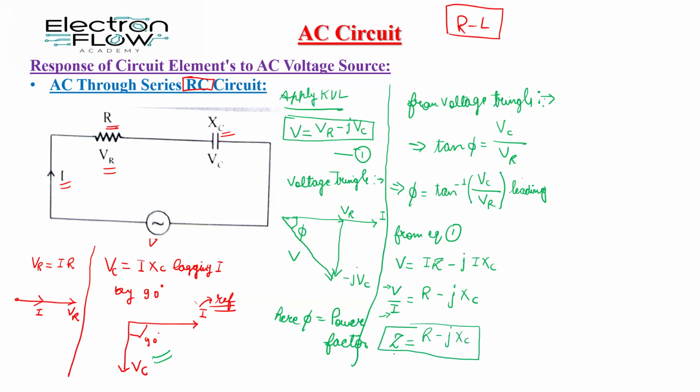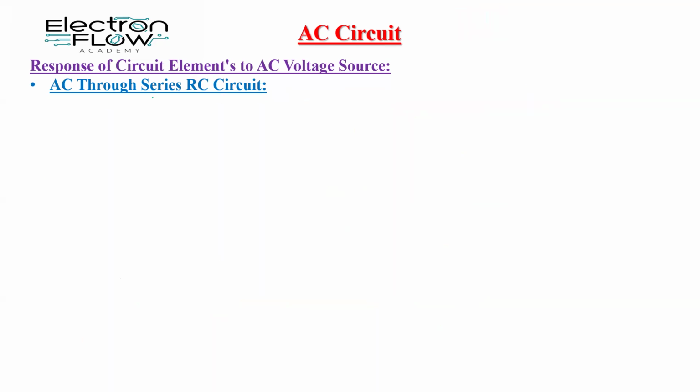Okay, so this is our equation number 2. From equation 2, which is Z is equal to R minus jXC, this equation gives us the impedance triangle of the series RC circuit.